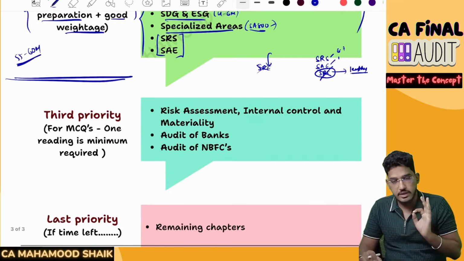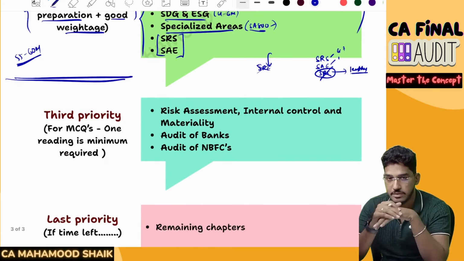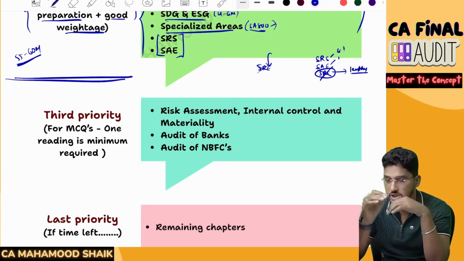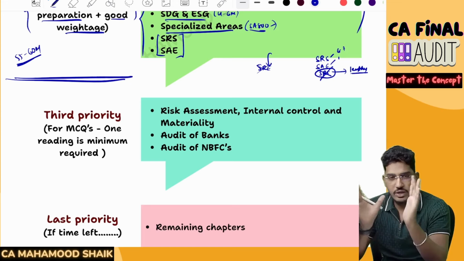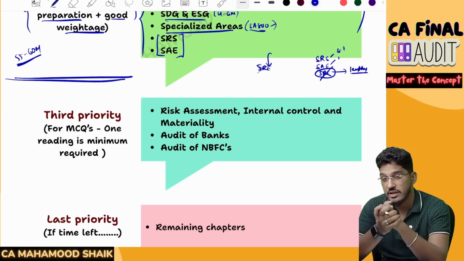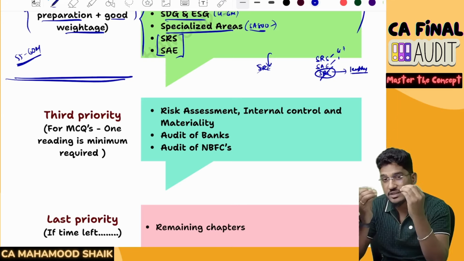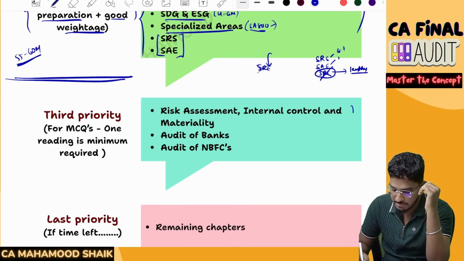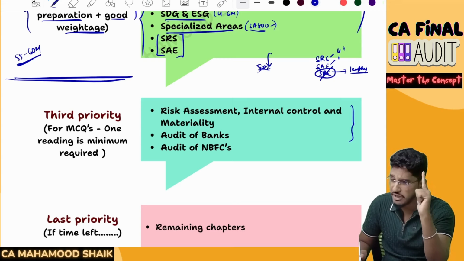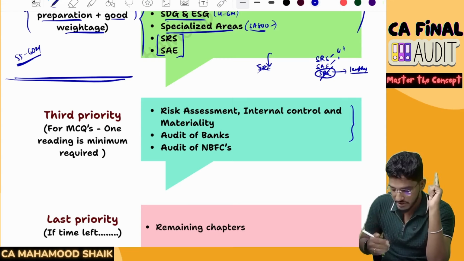Then the third priority, I have identified a few chapters. For the chapters falling under this third category, if you don't memorize them, I don't have any problem. I don't want you to read these chapters with the intention of memorizing the content, but with the intention of grasping the concepts. Why? Because these chapters are technical, very difficult to remember.